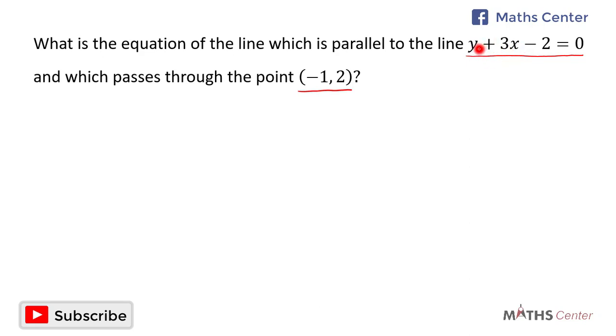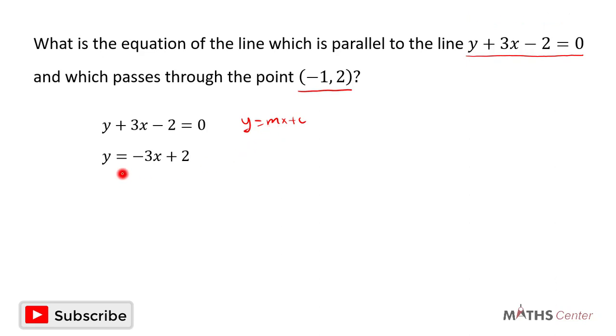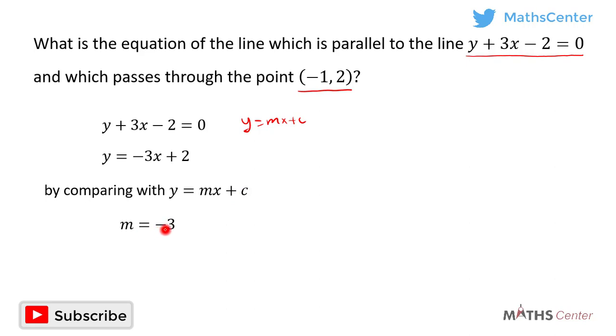The equation of this line is y plus 3x minus 2 is equal to 0. When we rearrange this in the form y is equal to mx plus c, which is the general equation of a straight line, we will have y is equal to -3x plus 2. In the general equation of a straight line, m is the gradient of the line. When we compare y is equal to -3x plus 2 with y is equal to mx plus c, we can see that m is equal to -3.